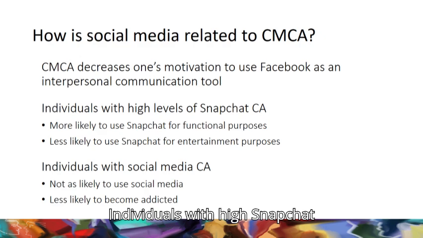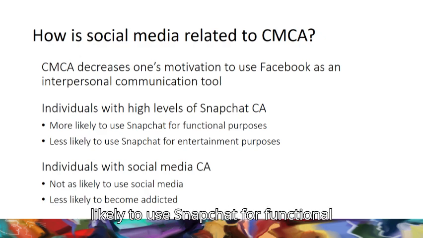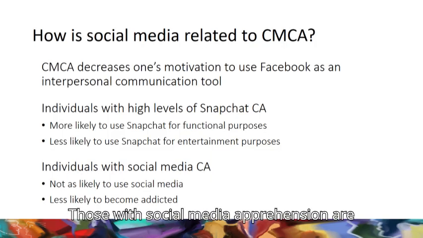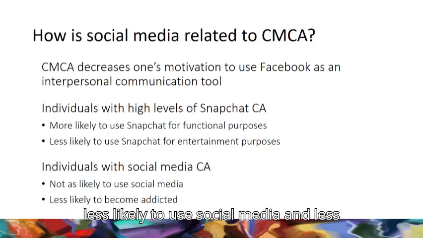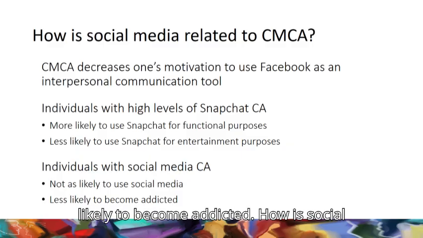CMCA decreases one's motivation to use Facebook as an interpersonal tool. Individuals with high Snapchat communication apprehension are more likely to use Snapchat for functional purposes and less for entertainment. Those with social media apprehension are less likely to use social media and less likely to become addicted. How is social media related to CMCA?